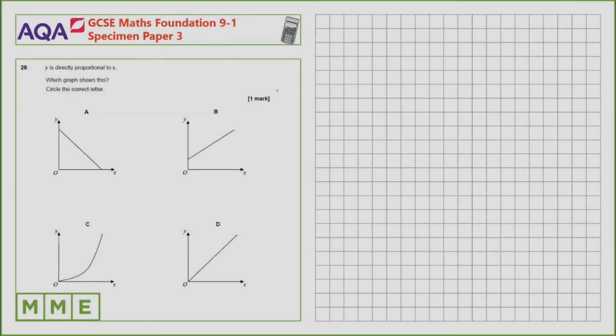Question 26. Y is directly proportional to X. Which graph shows this? Circle the correct letter. Direct proportion means that as X increases, Y increases, and vice versa. So for example, this one's out straight away, because this is a decrease. A direct proportion means that as one increases, the other one increases by the same amount. So in this case, we can see that there's a curve here. As X increases here, Y is increasing by a small amount, but that changes as this goes on. Direct proportion doesn't involve that. Finally, if we have something that is directly proportional to one other thing, then at 0, we expect them both to be the same. So B is out, and D is our direct proportion.